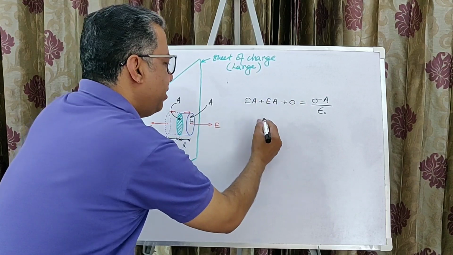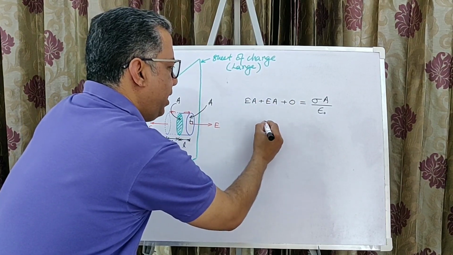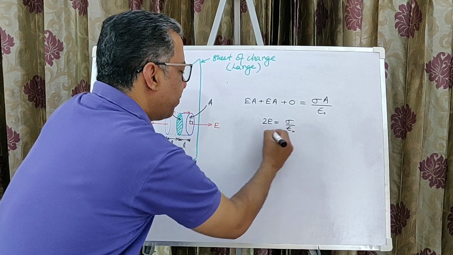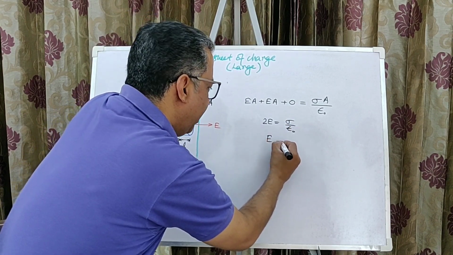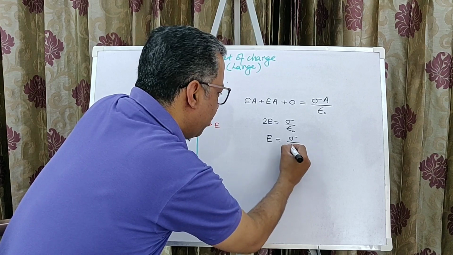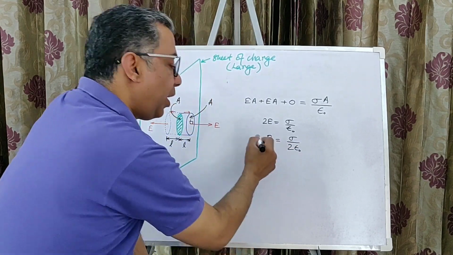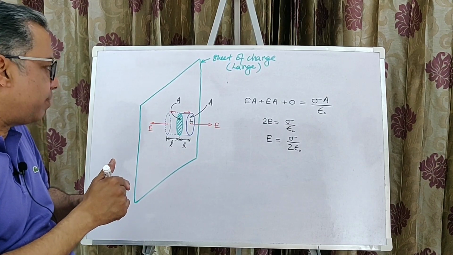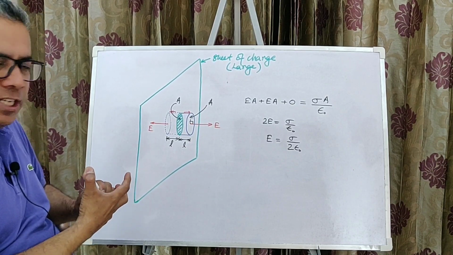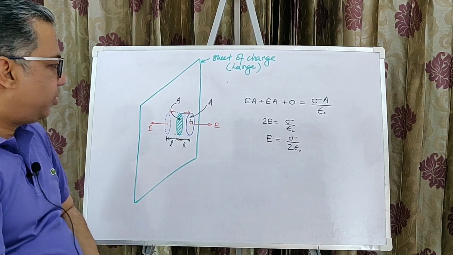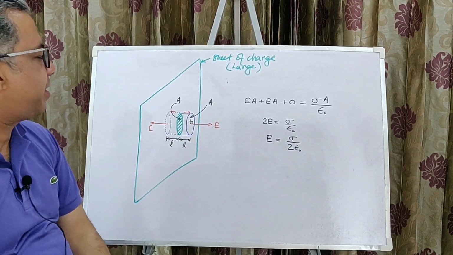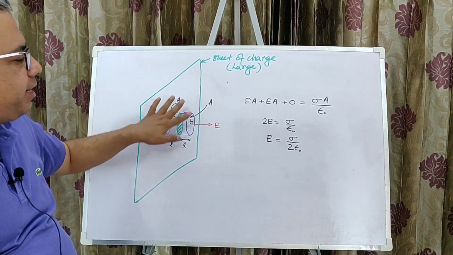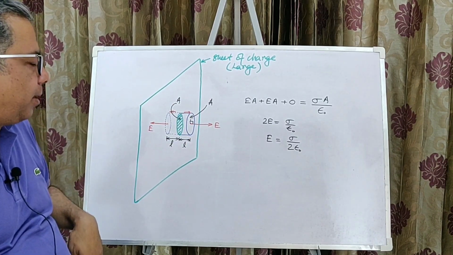Now the area A cancels out and we have 2E here. This equals sigma by epsilon naught, and the field E now equals sigma by 2 epsilon naught, which you will recall is the correct magnitude of the electric field due to this sheet of charge. So the calculation of electric field becomes so much easier provided we have symmetry in the charge distribution.